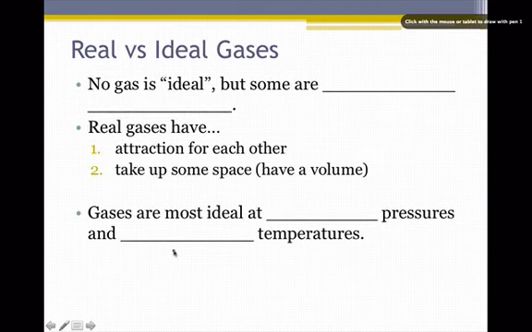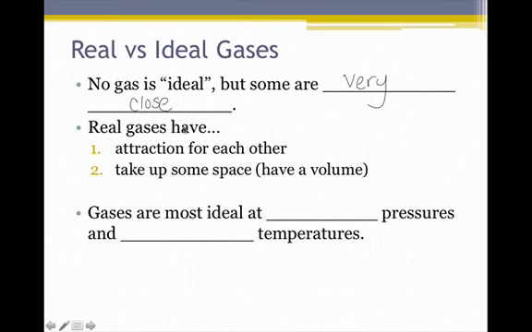All right, the last thing is real versus ideal gases. So no gas is ideal, but some are very close, and we assume that they are all ideal with the ones that we work with. Real gases have an attraction for each other, so they're not just hanging out in the container. They really do have an attraction. If I have a diatomic molecule here, there really is an attraction between them. And usually it's weak, but we call it LDF. Those are London dispersion forces.